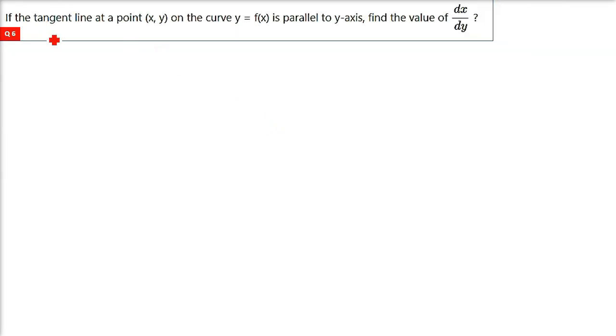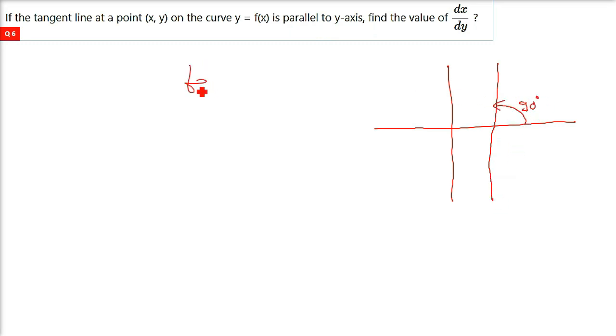If the tangent line at a point xy on the curve y equals f(x) is parallel to the y-axis, find the value of dy by dx. Now you have a Cartesian coordinate system. Tangent is parallel to the x-axis. Not parallel to the x-axis, sorry, the y-axis. That is, what is the angle? Pi by 2. And you know tan 90 degree is what? Infinite. Tan 90 degree is infinite. So what do you think the answer is? It has to be infinite.